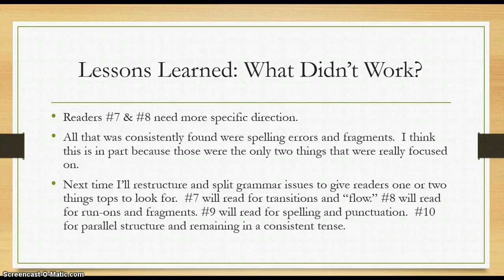Readers 7 and 8 need more specific direction. All that was consistently found, as mentioned before, were spelling errors and fragments, and I think this is in part because those were the only 2 things that were really focused on in the comments. So next time I'll restructure and split grammar issues to give readers 1 or 2 things to look for. Read for transitions and flow, read for run-ons and fragments, read for spelling and punctuation or parallel structure.